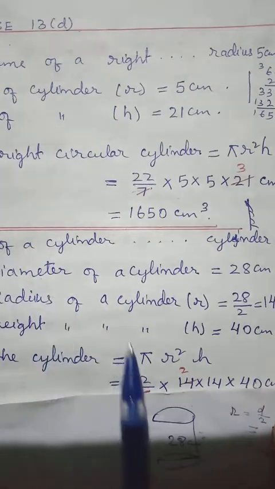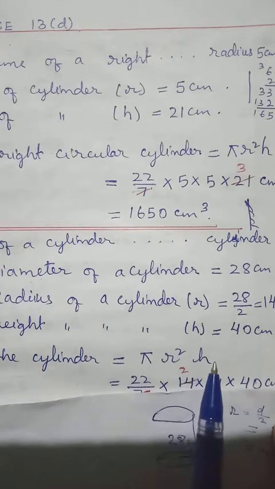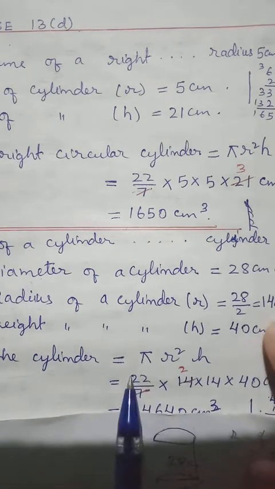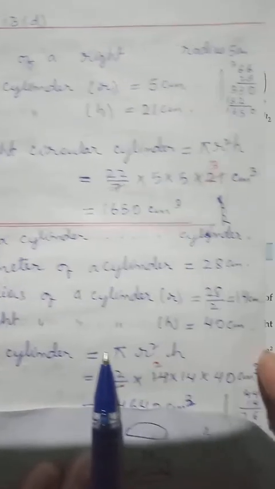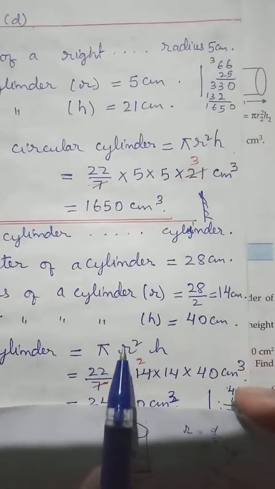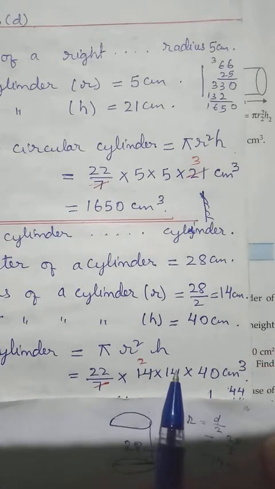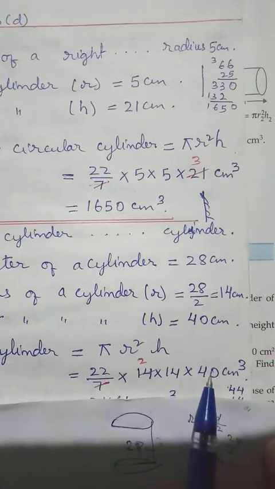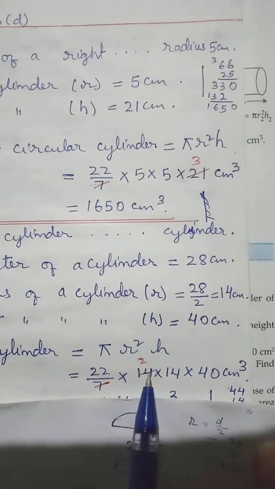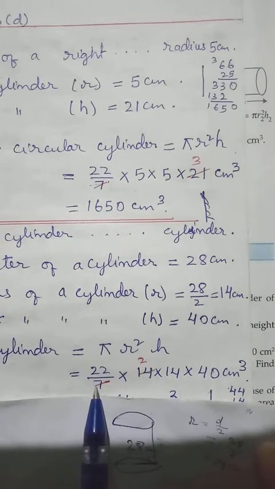Volume of cylinder equals pi r square h. The value of pi we know 22 by 7. Then r we already have 14, but here we have r square, so you can write it 2 times, 14 into 14. Then h we know it is 40. Then here you see 14 and 7. 7 is down, 14 is up.